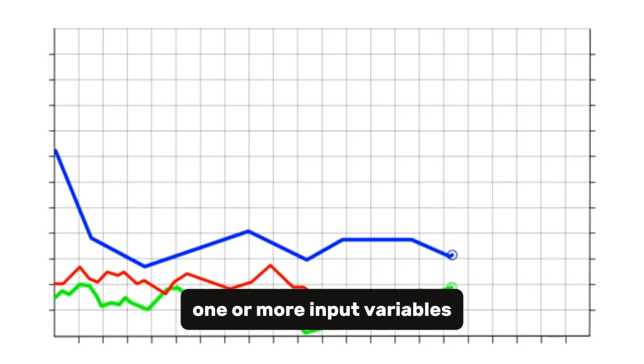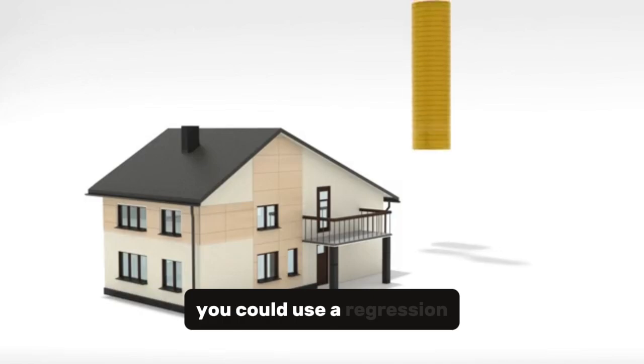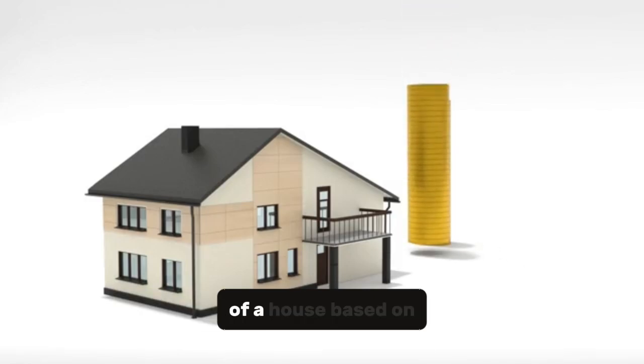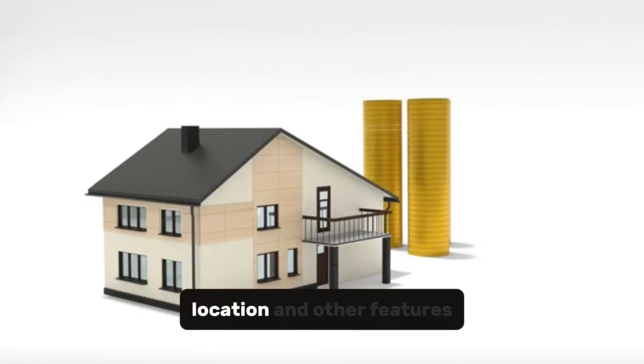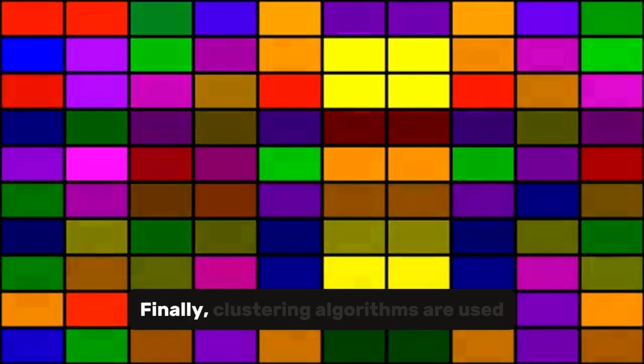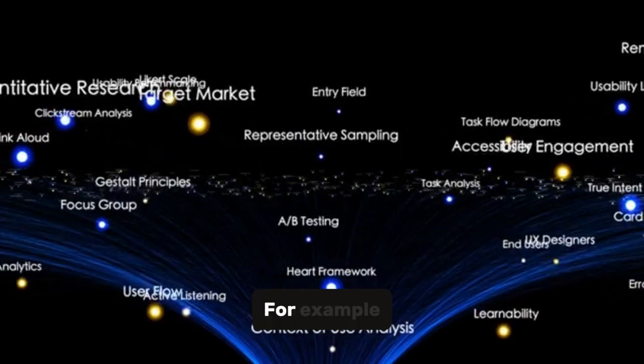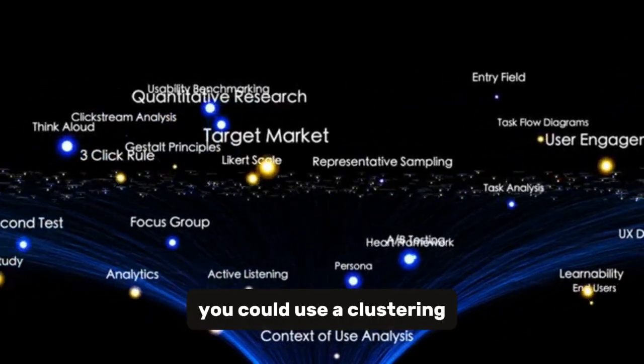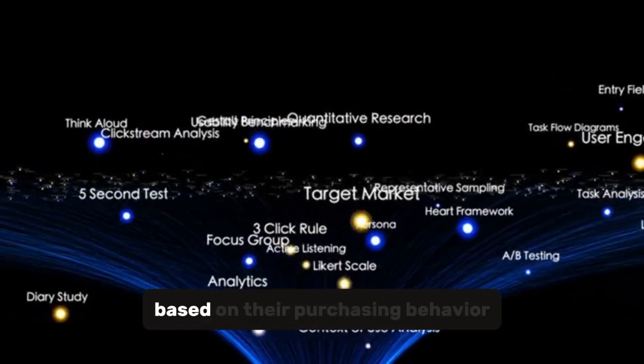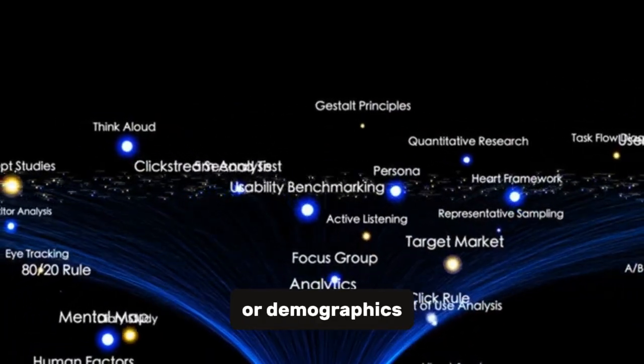Regression algorithms, on the other hand, are used to predict a continuous output variable based on one or more input variables. For example, you could use a regression algorithm to predict the price of a house based on its size, location, and other features. Finally, clustering algorithms are used to group similar data points together into clusters without predefined labels. For example, you could use a clustering algorithm to segment customers based on their purchasing behavior or demographics.